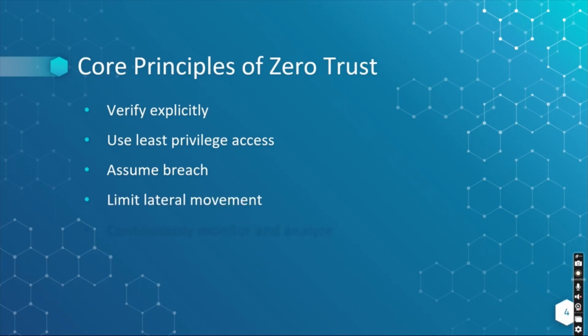Next, you should limit lateral movement. Network segmentation and access control are used to limit the spread of a breach. And lastly, you should continuously monitor and analyze. The security controls and user behavior are continuously monitored and analyzed to detect and respond to security incidents.